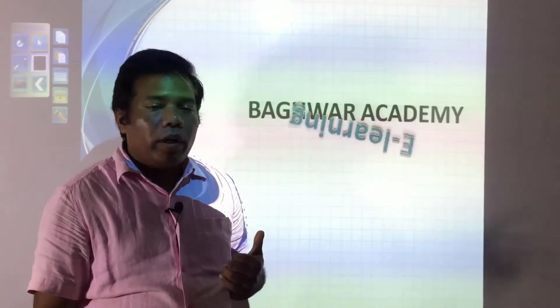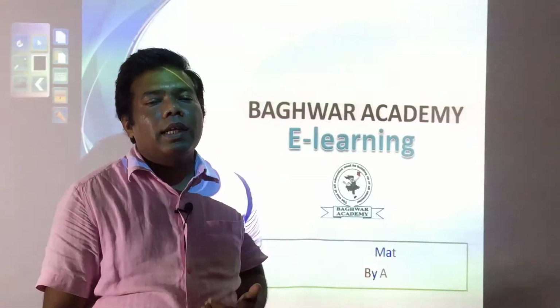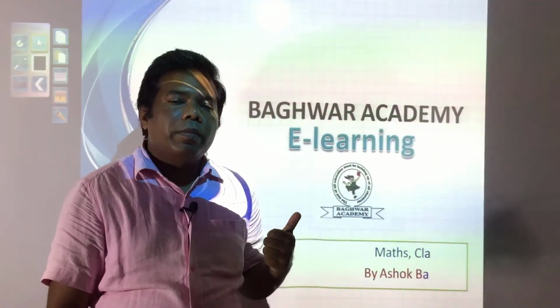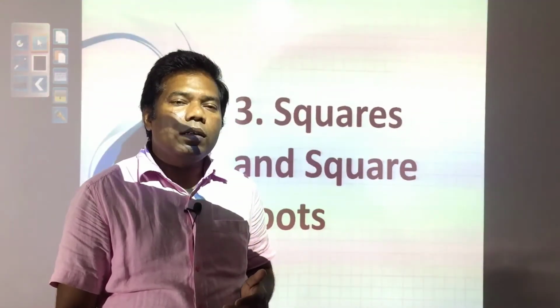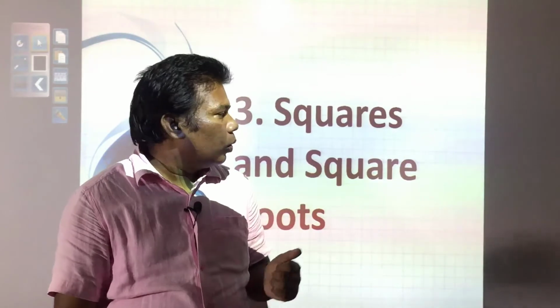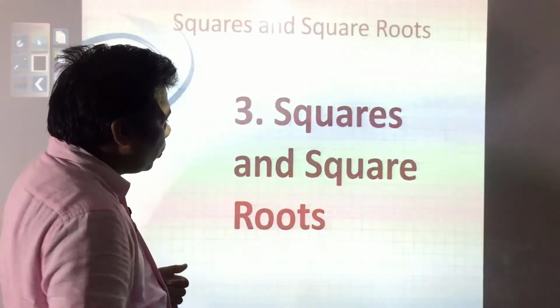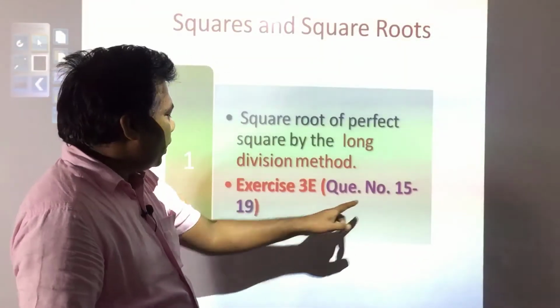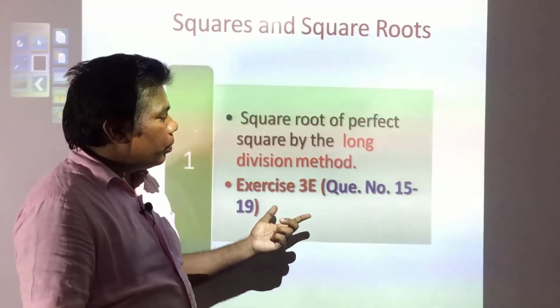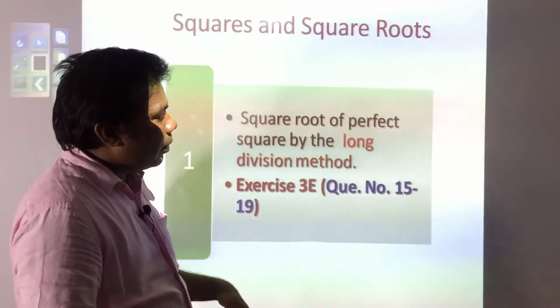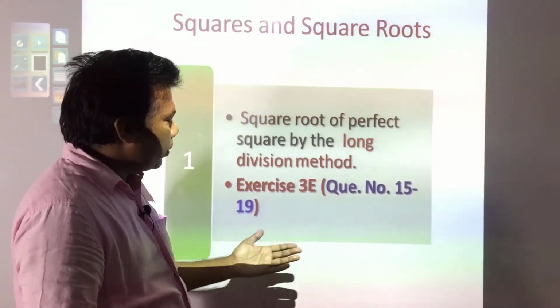As we have been doing square and square roots, in last class we had seen the long division method, and one exercise also we had done, question number 1 to 14. Today we are going to do question number 15 to 19 from exercise 3E. I hope up to 14 you might have already done, and you might have started 15 to 19.